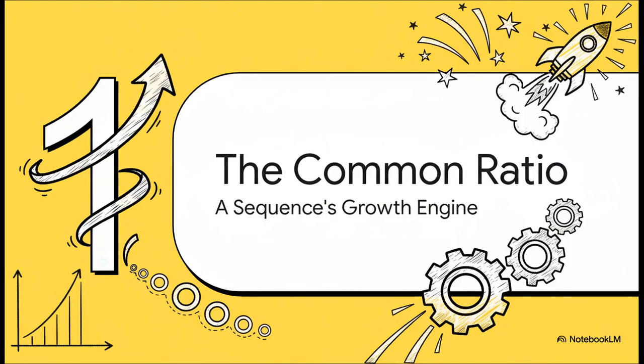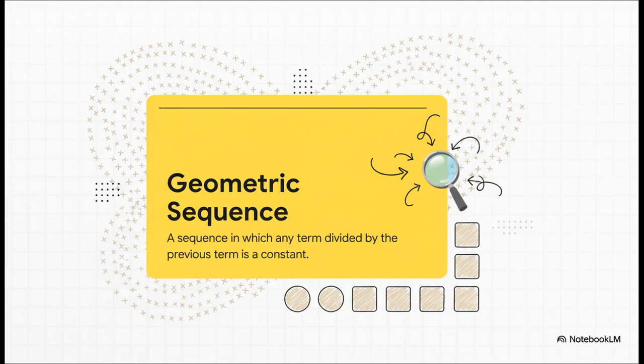The concept that drives this whole thing is something called the common ratio. Honestly, the best way to think about it is as the growth engine for the entire sequence. It's the one number that tells you everything you need to know. So here's the official definition. A geometric sequence is basically a list of numbers, where you get from one to the next by multiplying by the same exact number every time. Simple as that. It's a pattern that's all about multiplication, not addition. Every step you take, you're multiplying.